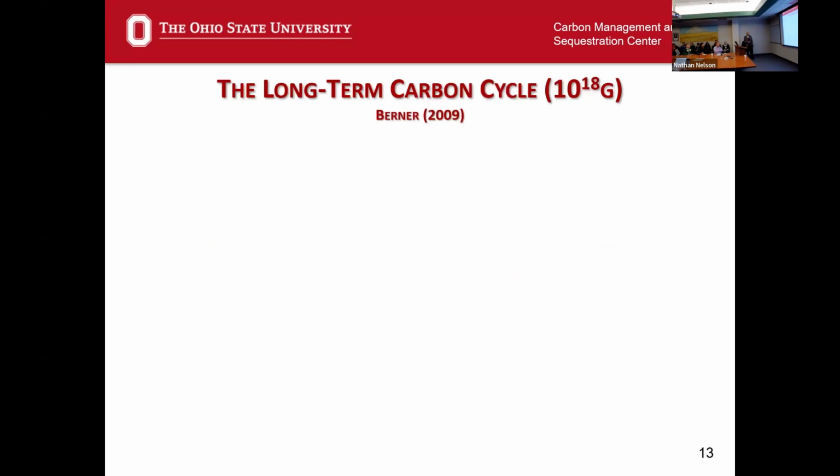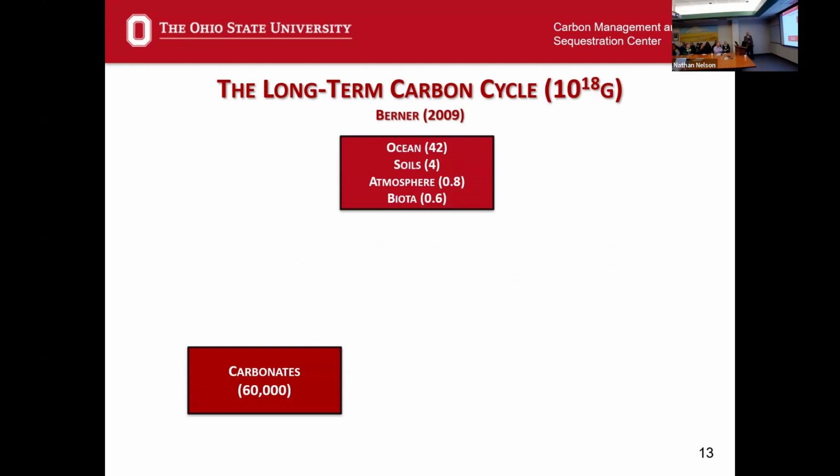The long-term carbon cycle, the ocean, soils, atmosphere, and biota, shows 42 times 10 to the 18 grams, that's exagrams. A petagram is 10 to the 15, so that's 42,000 petagrams, the same thing as 10 to the 18. Soil is 4 times 10 to the 18, that's 4,000 petagrams. Atmosphere 0.8 means 800 petagrams, so those are the units. Here are the carbonates in the rock, 60,000 exagrams again, and rock organic, which is the fossil fuel, is one of those.